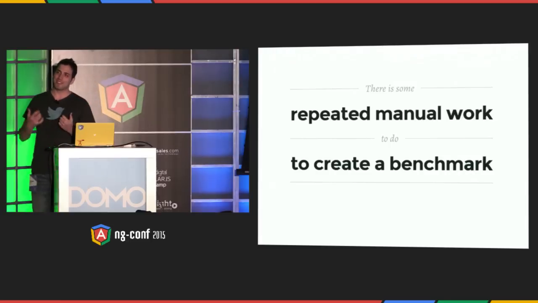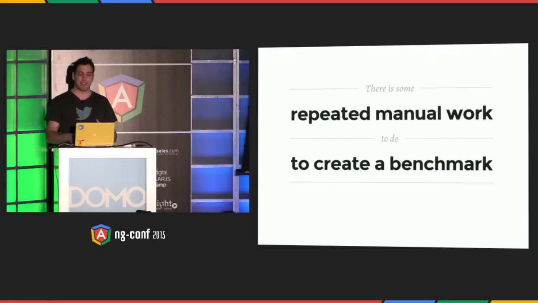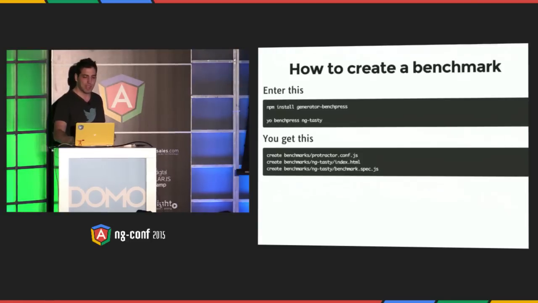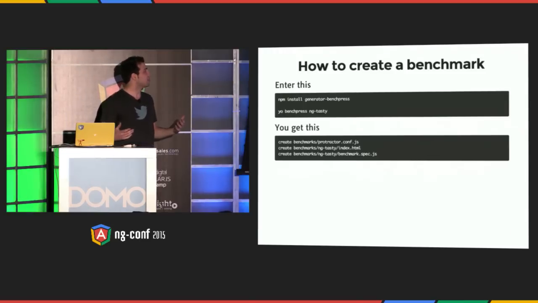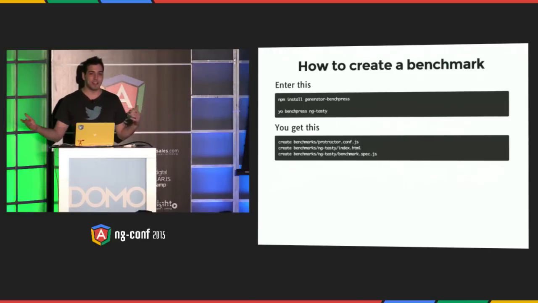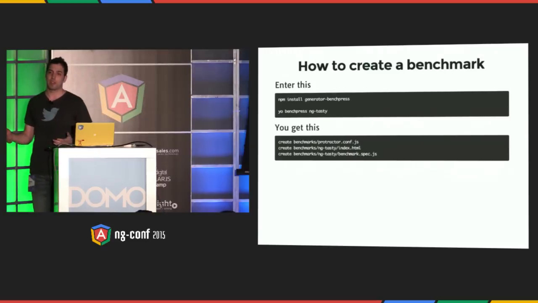The only thing is there is some repeated manual work to create a benchmark. You need some scaffold files for just running everything, and it's kind of boring. I'm already focused on creating good code and writing a lot of tests. I don't have time to write a benchmark. So I asked how I can write benchmarks faster. In the end, I created a Yeoman generator named generator-benchpress. You do npm install generator-benchpress, and you have a Yeoman generator where you just run yo benchpress and the name of the benchmark you want to create.